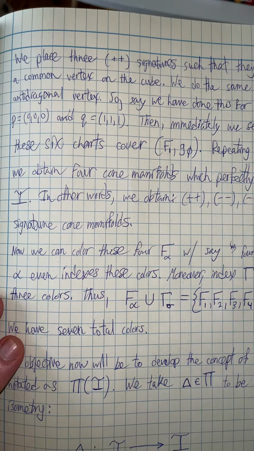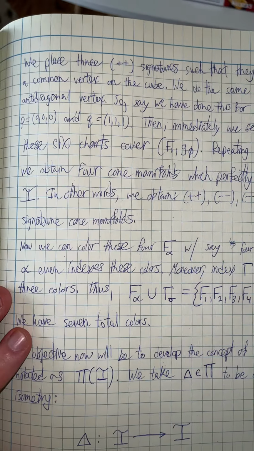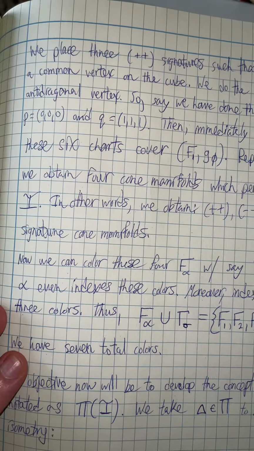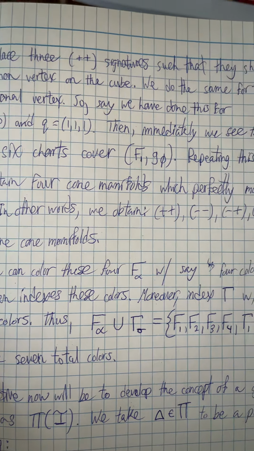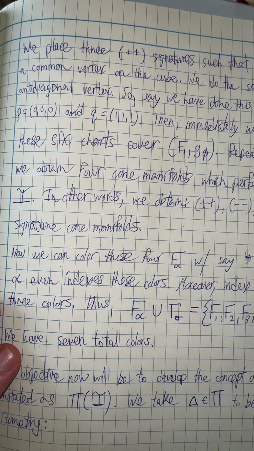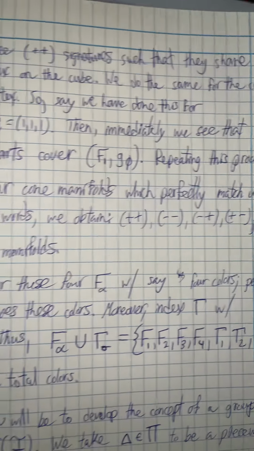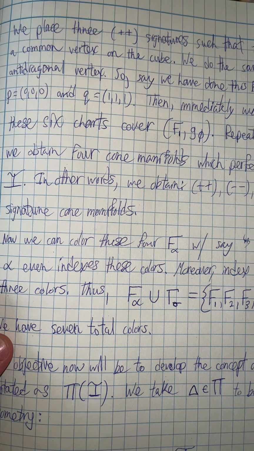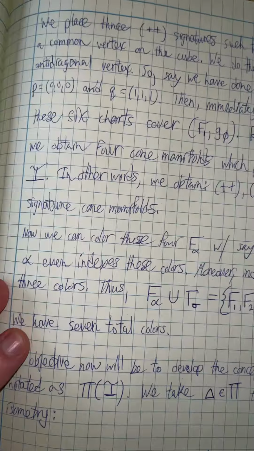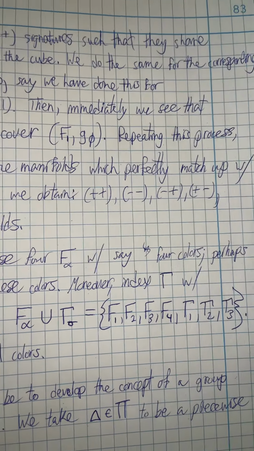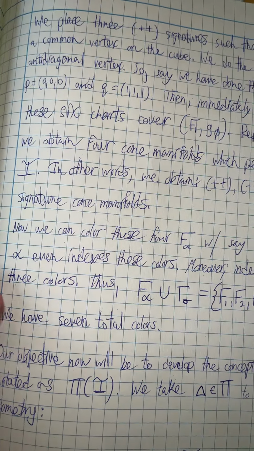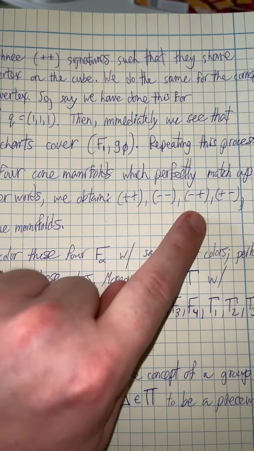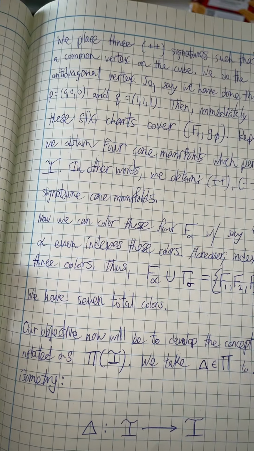We place 3 plus-plus signatures such that they share a common vertex on the cube. We do the same for the corresponding antidiagonal vertex. So say we have done this for P and Q, then immediately we see that these 6 charts cover our original surface we found in part 1. Repeating this process, we obtain 4 cone manifolds which perfectly match up with MathCal I. In other words, we obtain plus plus, minus minus, minus plus, and plus minus signature cone manifolds.